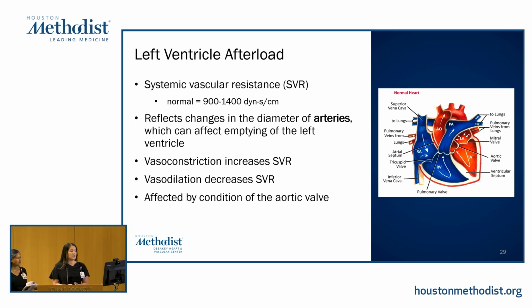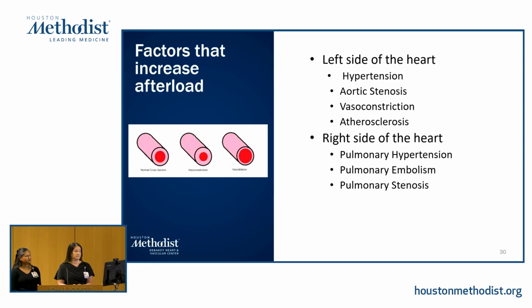And then on the left side here, we are measuring our afterload in our systemic vascular resistance, which reflects the changes of the diameter of the arteries that affect the emptying of that left ventricle. So vasoconstriction will increase your SVR and vasodilation will decrease it. It's also affected by the condition of your aortic valve. Things that will increase your afterload on the left side would be things like hypertension, aortic stenosis, vasoconstriction, and atherosclerosis. Again, all the narrowing. The right side of the heart is going to be pulmonary hypertension, pulmonary embolism, and pulmonary stenosis.